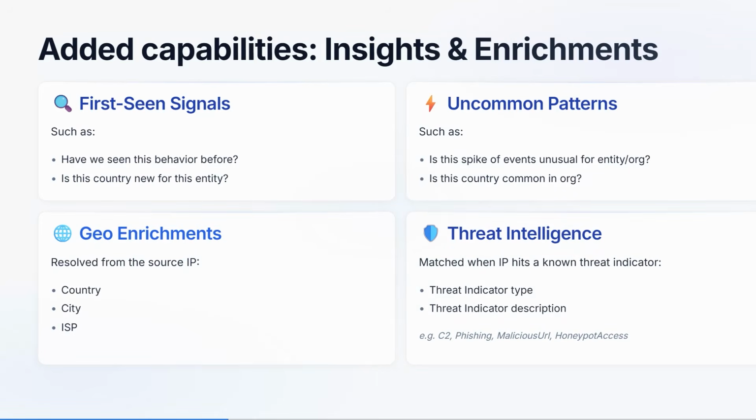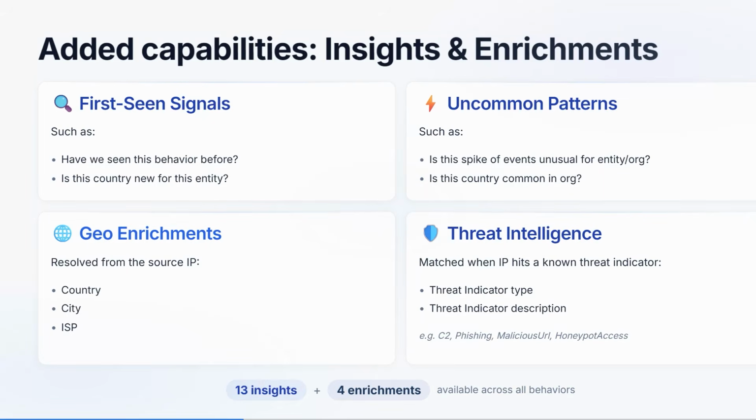And the last one is threat intelligence. In this case, once you have a source IP, we can check if it matches a known threat indicator. In this case, we provide both the type of the indicator and the description. And this enables us to tell if, for example, an IP is linked with malicious activity, phishing, honeypot, things like that. So overall, we have 13 new insights and 4 new enrichments, which are available for all behaviors.